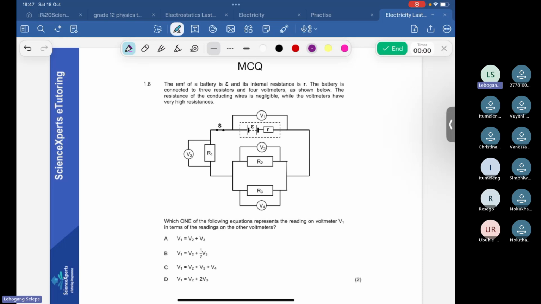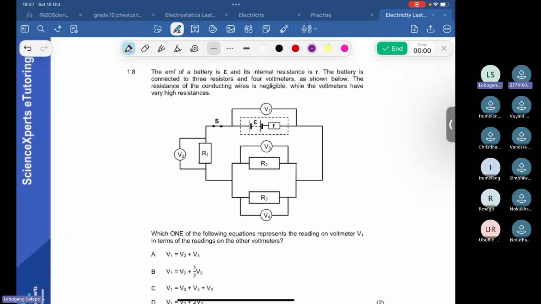What's the answer to this question, guys? JM or A? How did you get to A, JM? So it's because V3 is equal to V4. Yes. So V1 measures the V external, and V external is equal to V2 plus V3. Oh, yes.